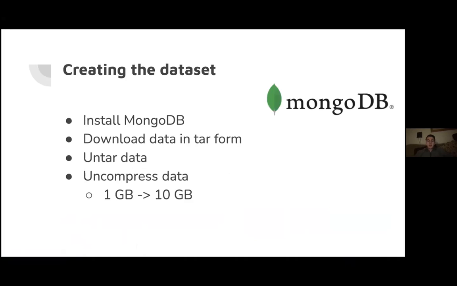Yeah, and so one key impact that the data set can have is, first of all, we need to download it. And so the way that we do that is we install MongoDB, which is what the data set is based upon. And then we will download the data in tar form and we will uncompress it. We'll be downloading it at a 1 gigabyte size, and we'll bump it up all the way to 10 gigabytes when it's uncompressed. And this will allow us to have access to those roughly 7 million transactions in the database.